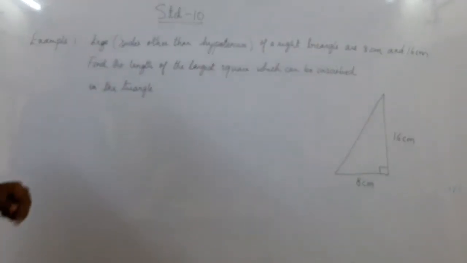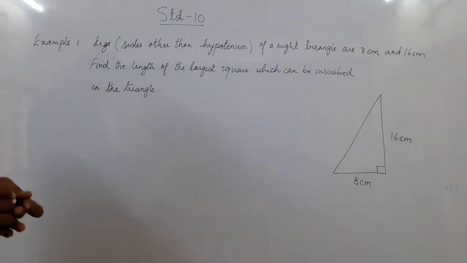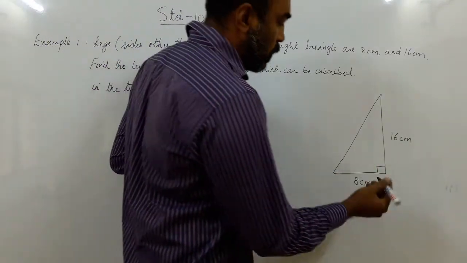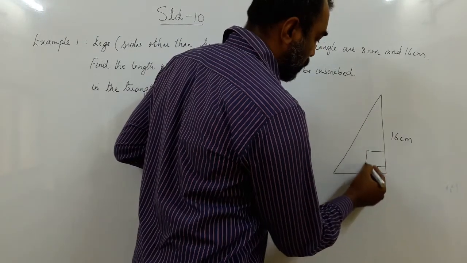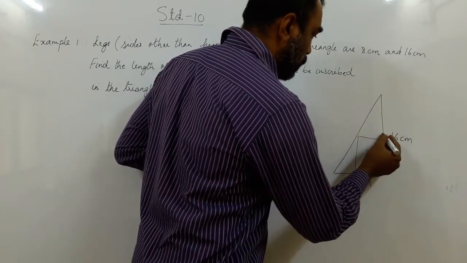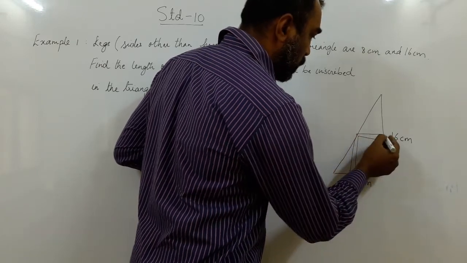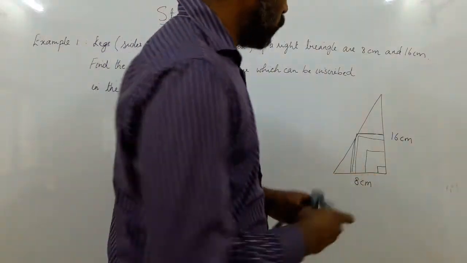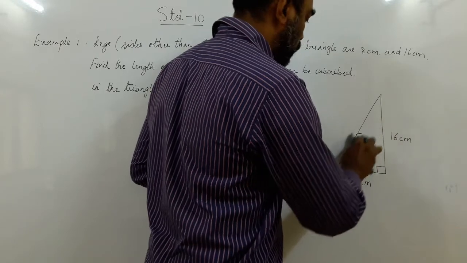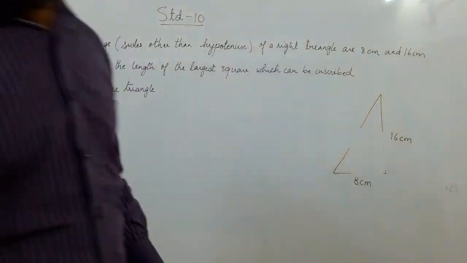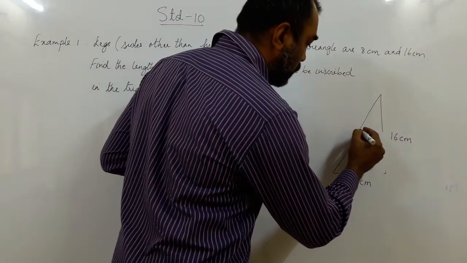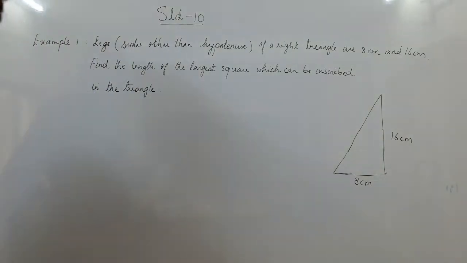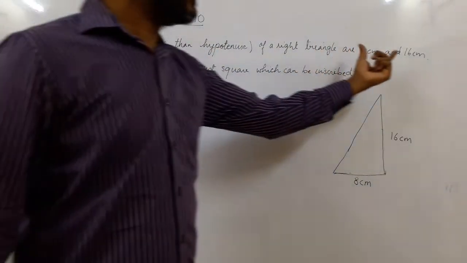Find the length of the largest square which can be inscribed in the triangle. So you want to make a square inside the triangle. You can make the square like this, or like this, or like this. So you can see this is the largest square that can be put inside. You can make smaller squares also and bigger squares also. But here we have to find the length of the largest square you can have inside this specific triangle. The measurements are given. In different examples, these measurements may change.